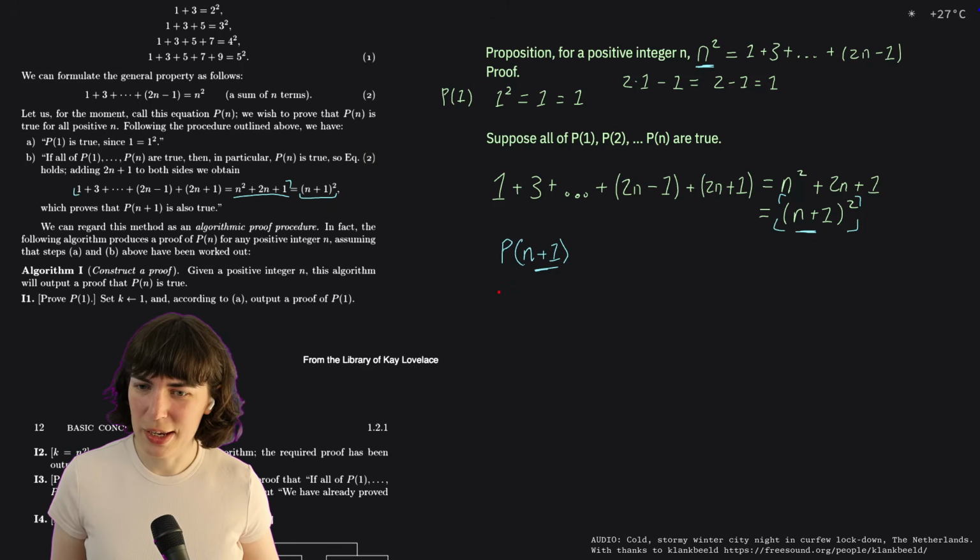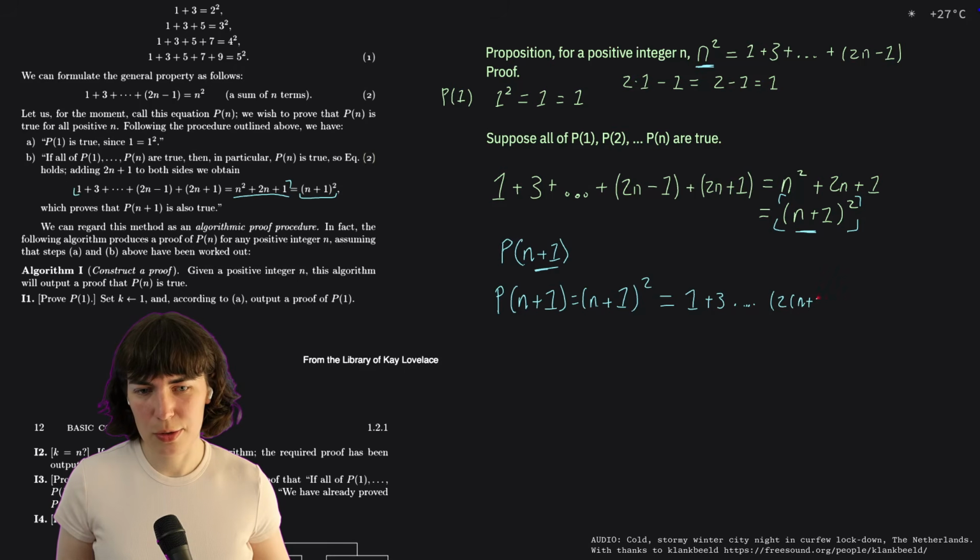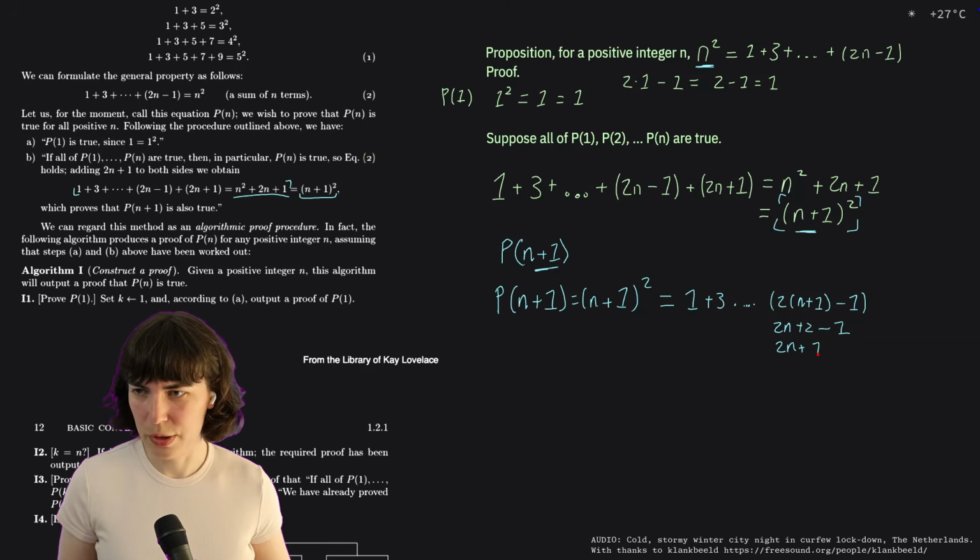And this, of course, will be what we get if we try to run Pn plus 1, which is going to be n plus 1 squared, which is also going to be 1, etc., etc., all the way to 2n plus 1 minus 1, which is going to be 2n plus 2 minus 1, which is going to be 2n plus 1. No, wait, that's not right.